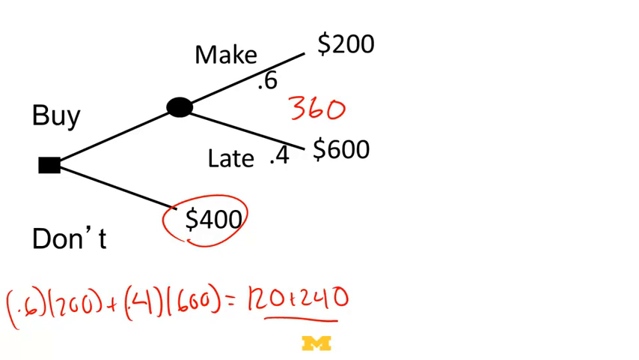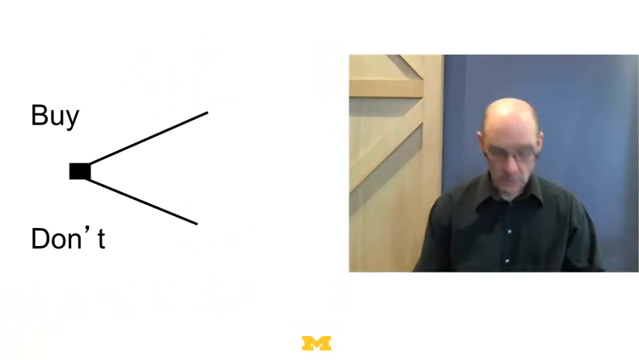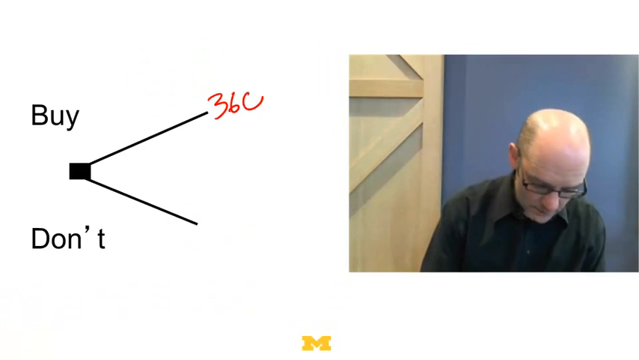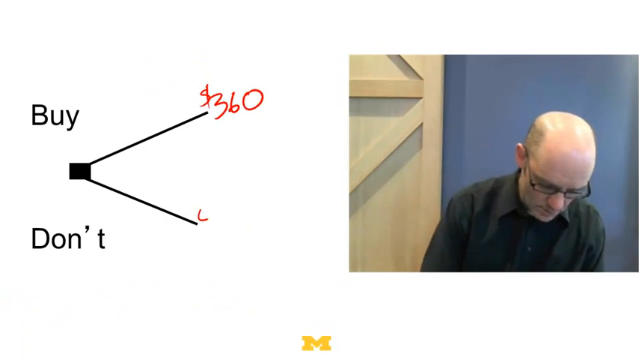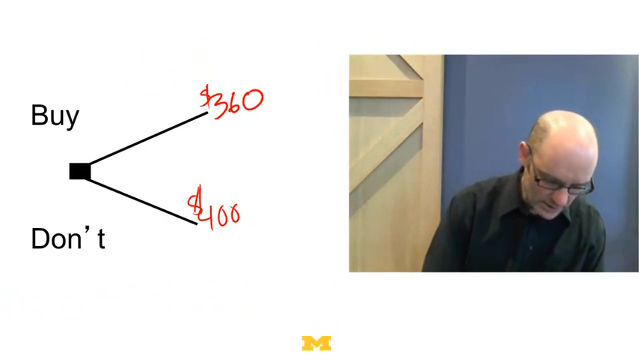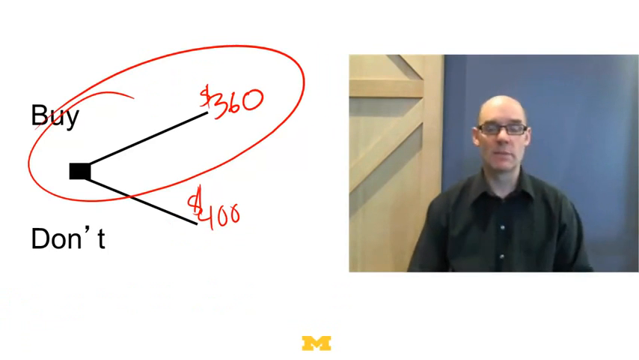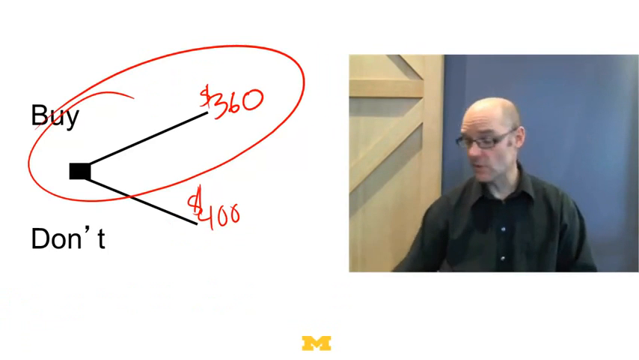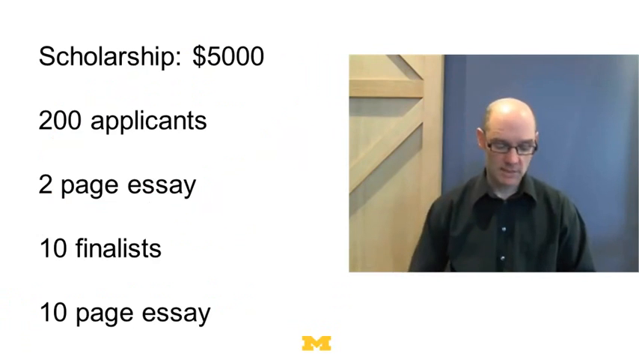So what I get is if I buy the ticket, right, I'm out $360, and if I don't buy the ticket, I'm out $400. So it's a fairly easy choice, right? Buy for $360, or don't buy for $400. And here, since I want to have the lower cost, what I'm going to do is buy. So that was a fairly simple example. Let's do one that's more complicated.